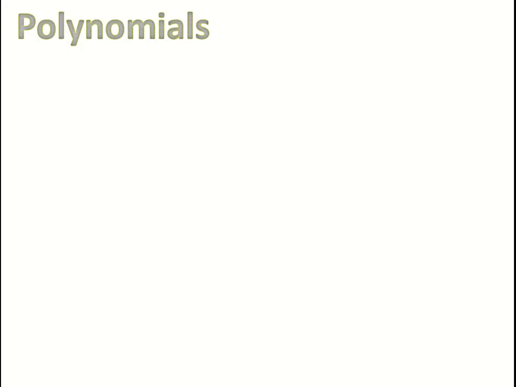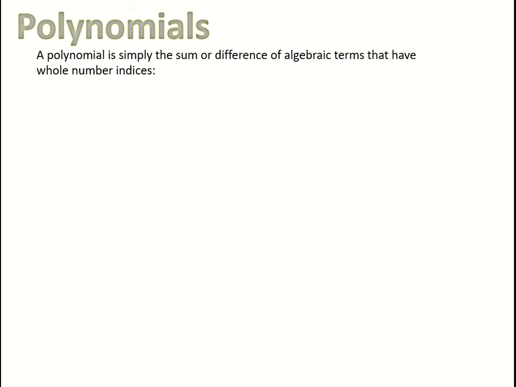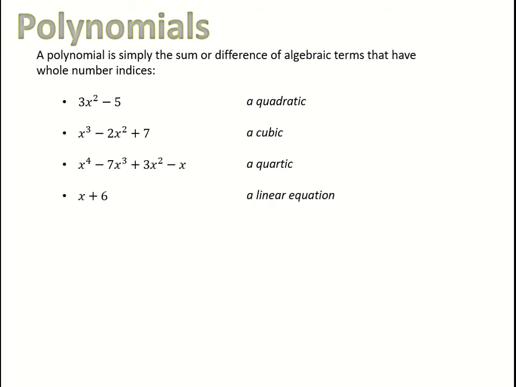So I'm going to list these expressions, but the idea is that they are all polynomials. The general definition of a polynomial is simply the sum or difference of algebraic terms that have whole number indices. So 3x squared minus 5, we've already seen it's a quadratic, but that's a type of polynomial. x cubed minus 2x squared plus 7 is a cubic, and that's a polynomial. We've already covered that a lot in differentiation. x to the power 4 minus 7x cubed plus 3x squared minus x is a quartic. And then we've got the basic one, which is just a linear equation.